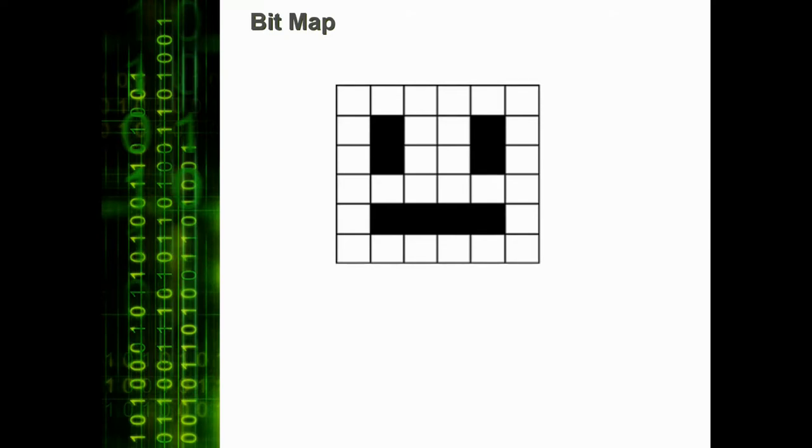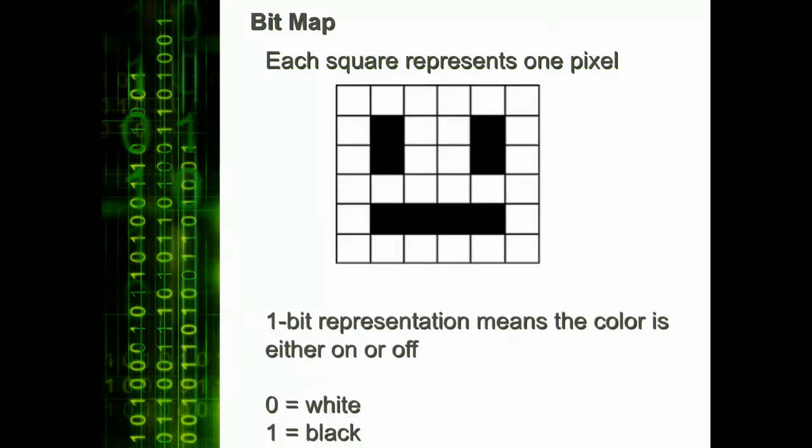So we have taken this picture and broken it down into 36 little pieces or pixels. And each square represents one pixel. So we call this a bitmap. Remember, a bit is one little piece of information. So in this case, we're using a one-bit representation. This means that each pixel can be represented by either a one or a zero. The zero in this case will turn the pixel white, while the one will turn the pixel black. So one-bit representation gives us a monochrome picture.